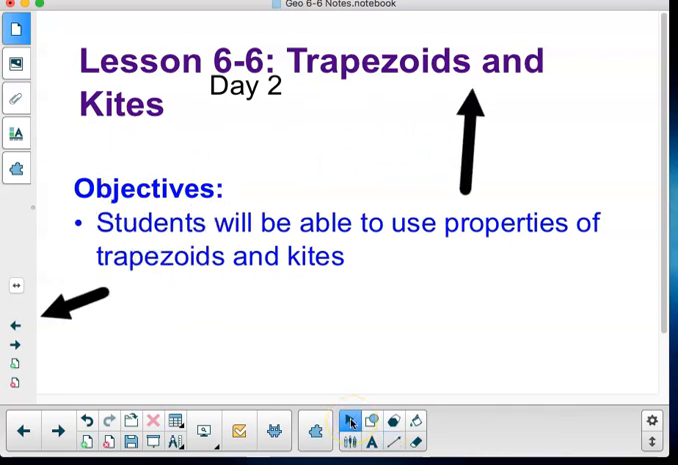This is lesson 6.6, trapezoids and kites. This is day 2. Our objectives are still the same objectives that we wrote before. We're just starting up in the notes where you left off.